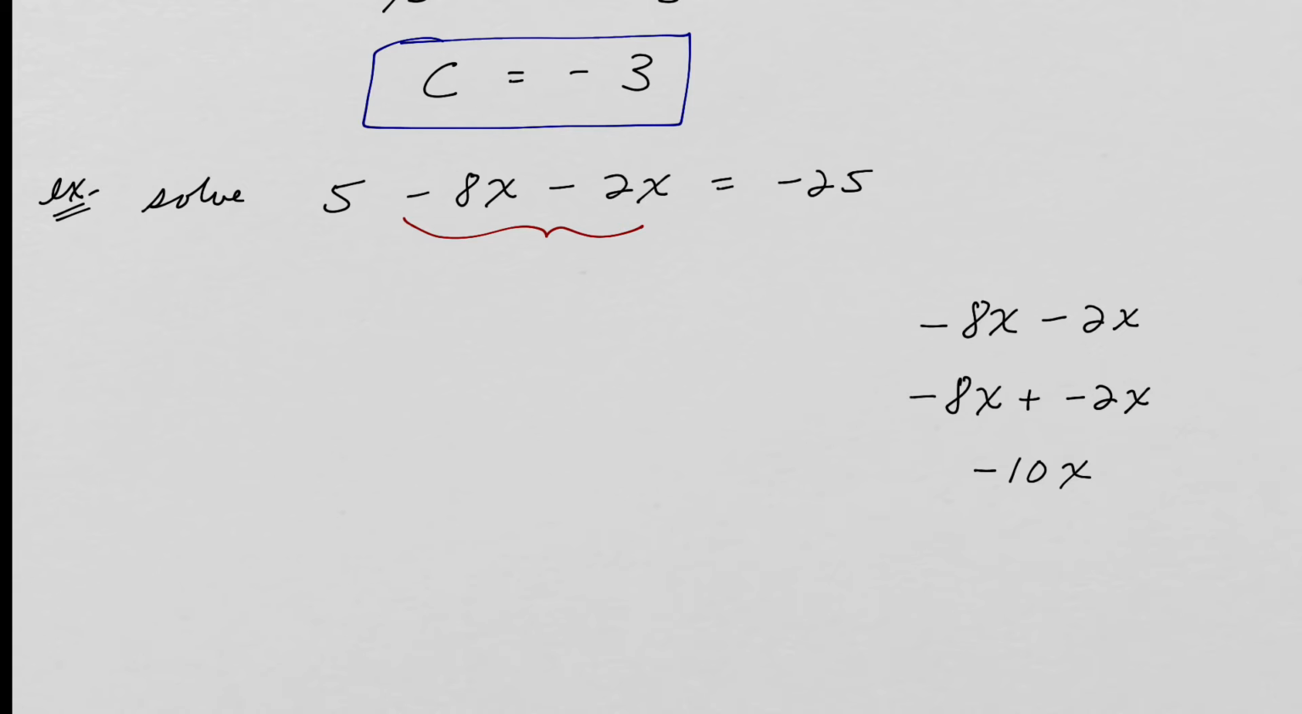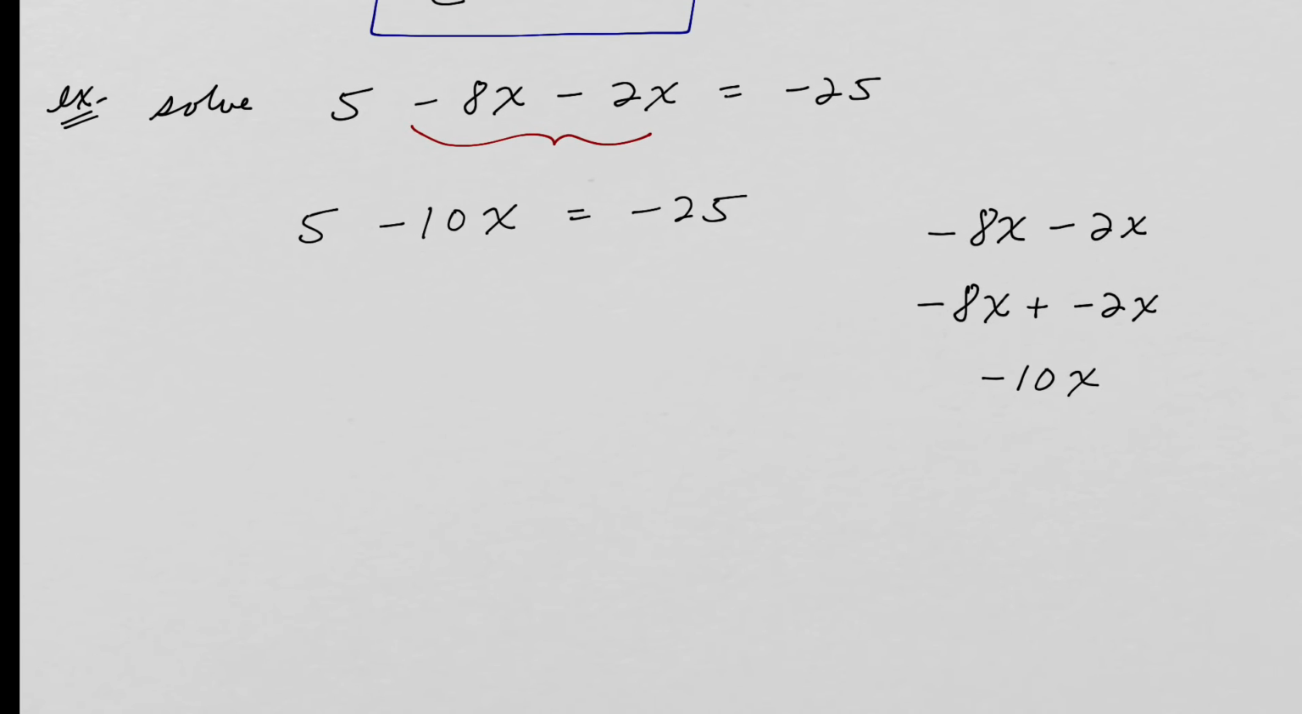It doesn't quite work to say like negative 8 apples plus negative 2 apples is negative 10 apples, but essentially that's it. You need to keep that x there. So this equation becomes now 5, I've combined those to give me negative 10x equals negative 25. Okay, now I want to isolate the term containing the x, right? I want to isolate negative 10x. So how do I do that?